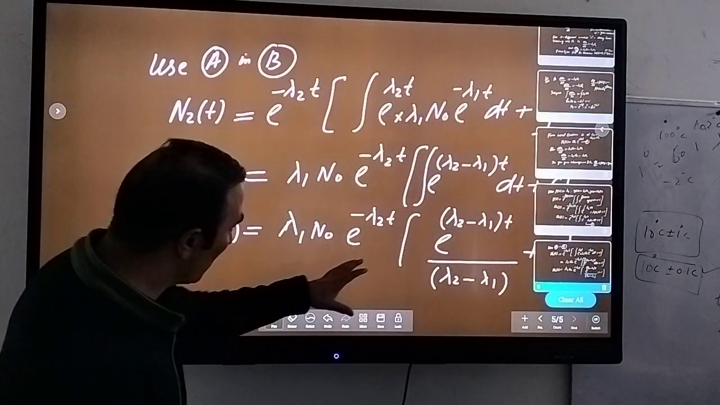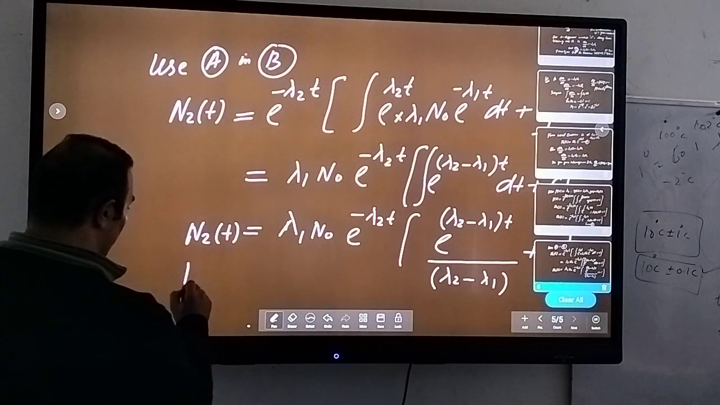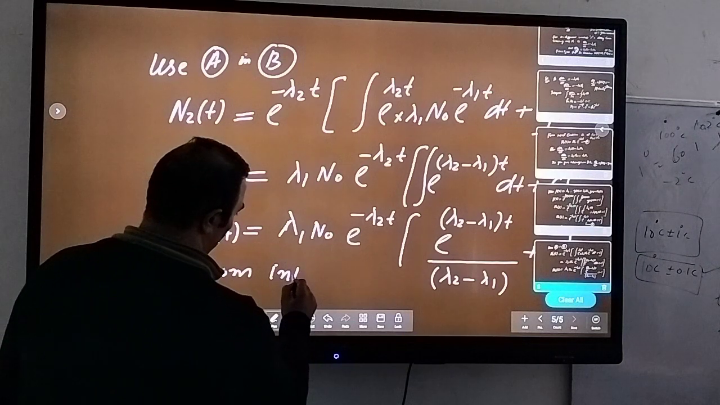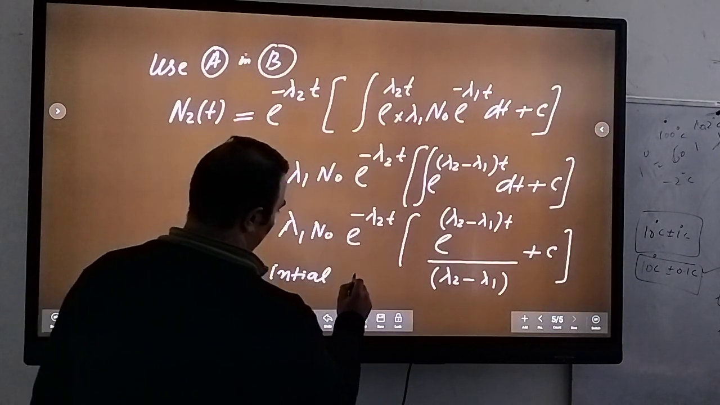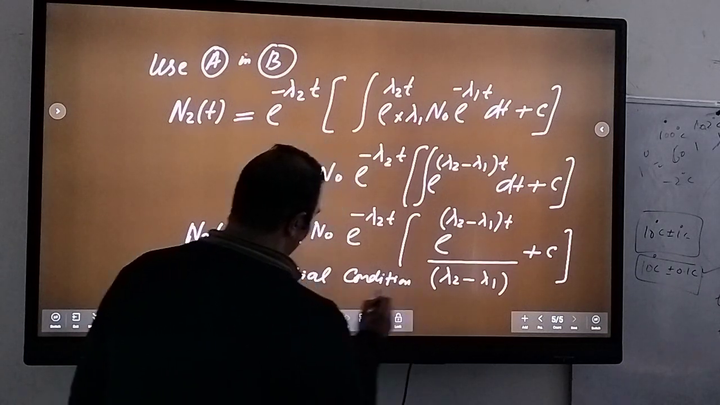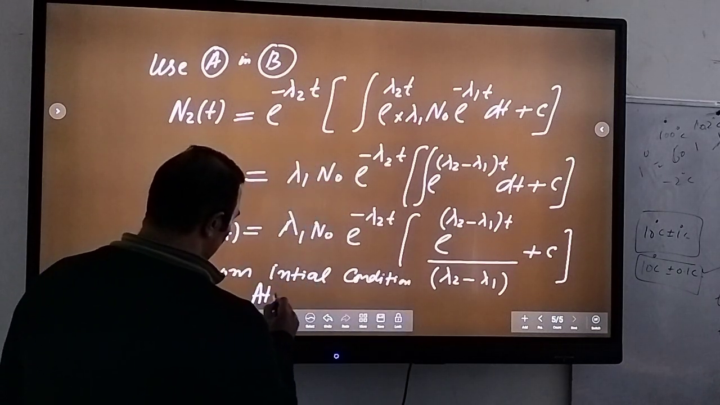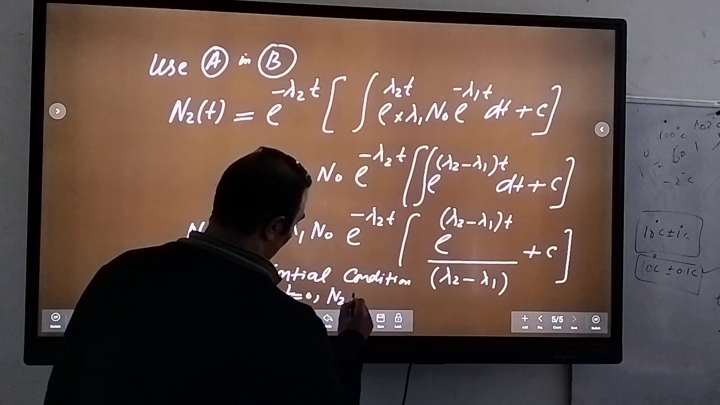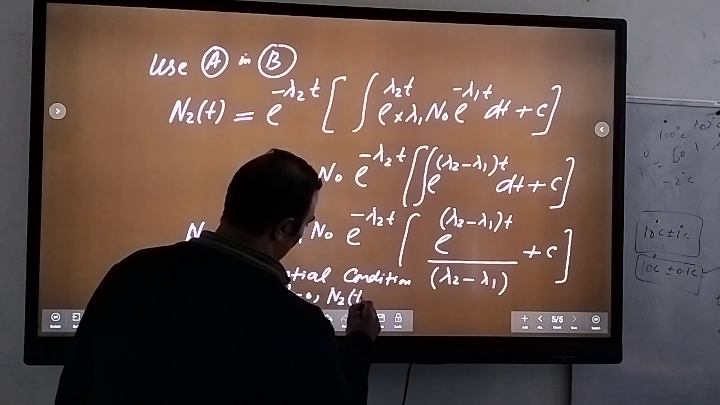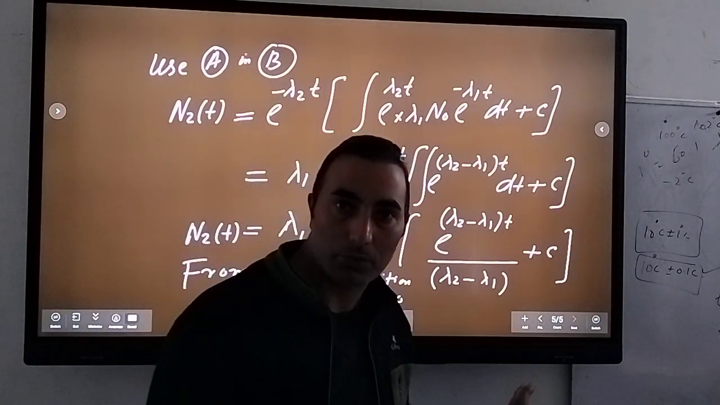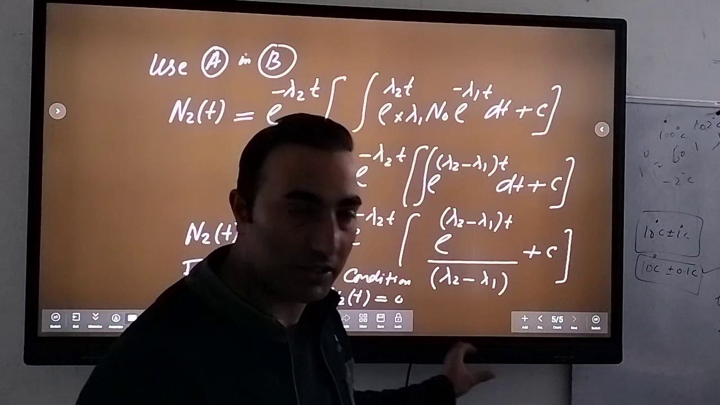Okay? तो यहाँ पे मुझे क्या करना है? So using from initial condition, so हमारी initial condition क्या है? That at t equal to 0, हमारी n2 of t will be equal to 0 because t will be 0, so n2 of 0 equal to 0. This is purely from the initial condition.